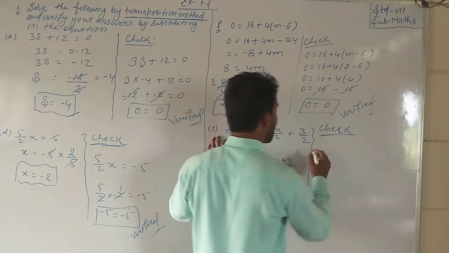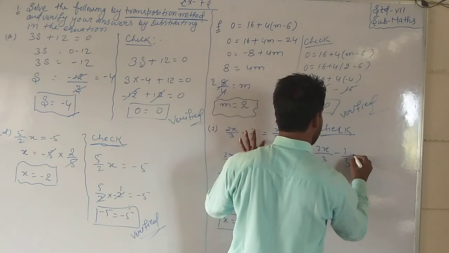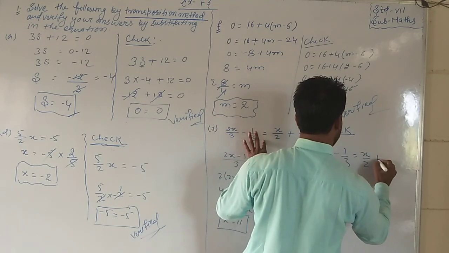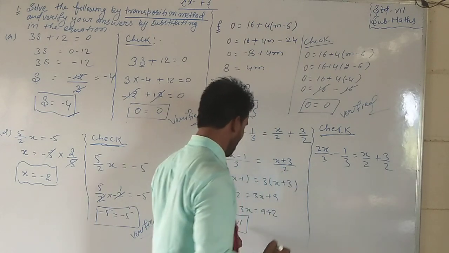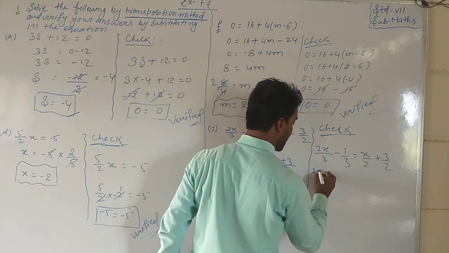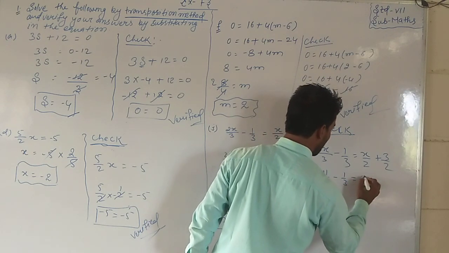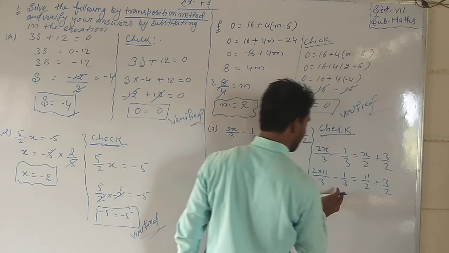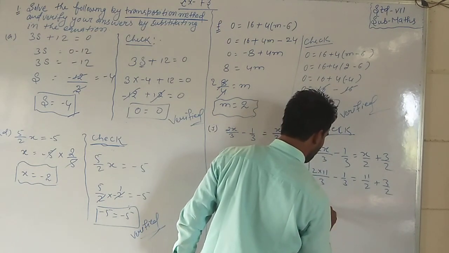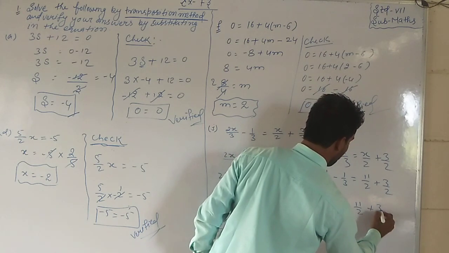Step 1. Okay, see. 2x by 3 minus 1 by 3 is equal to x by 2 plus 3 by 2. Students, at the place of x, what will we put? 11. So, be careful. 22 by 3 minus 1 by 3 is equal to 11 by 2 plus 3 by 2.